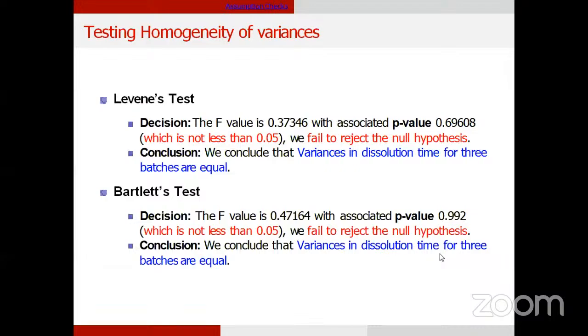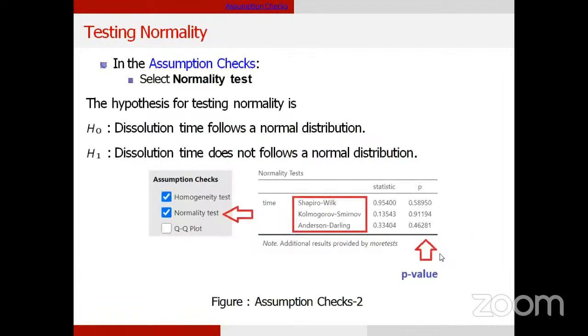The value of 0.474 is associated with a p-value of 0.092, which is greater than 0.05. We fail to reject the null hypothesis. So here also, the homogeneity tests, Levene's test and Bartlett's test, both say the variances are equal. Okay. So now the variances are equal, we go on to test normality. Next, we do the normality test, whether it is normally distributed or not.